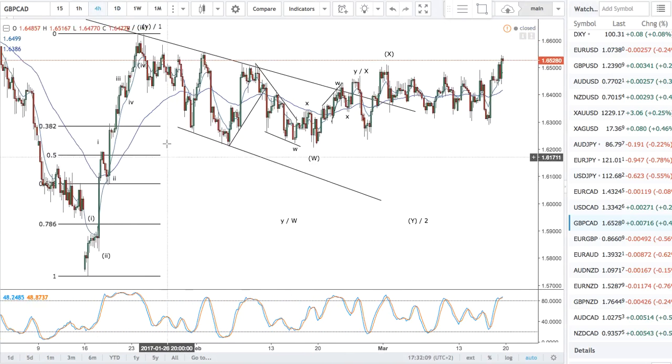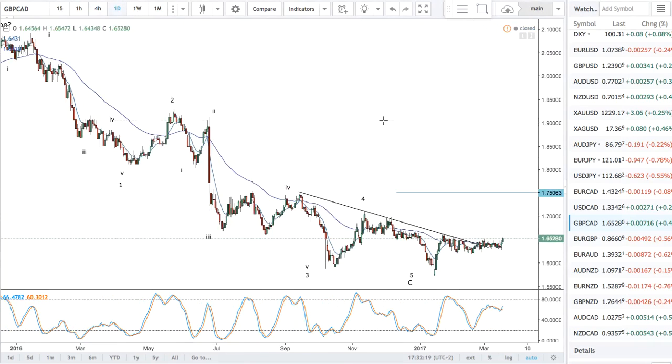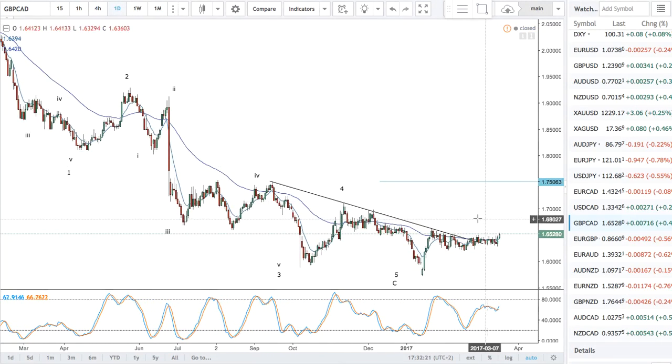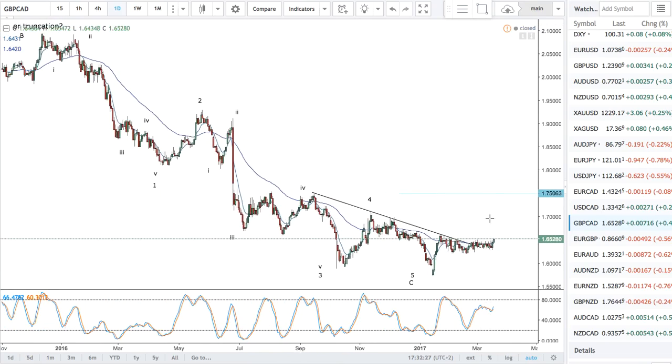This is another one I lost track of. I had a clear five-wave impulse here. Three-wave correction to here. And then it got really choppy here. I don't know what the hell it's doing. All I can say at the moment, the target overall is wave four of wave three. The blue line here, 175, so it's possible.